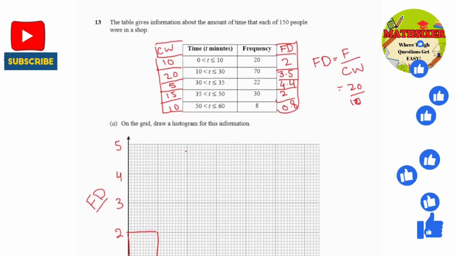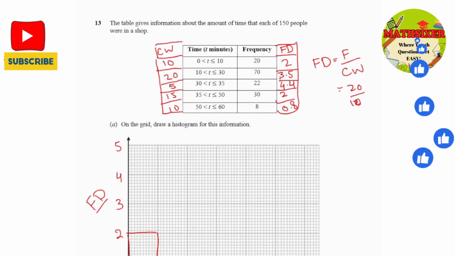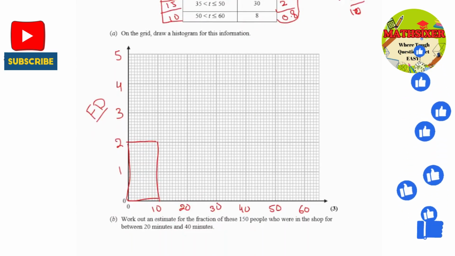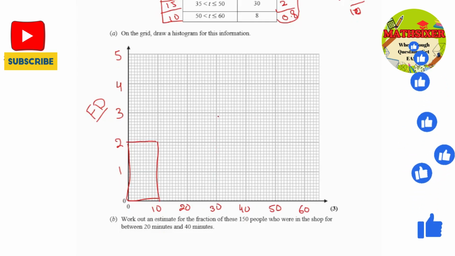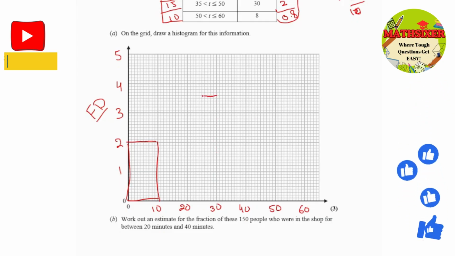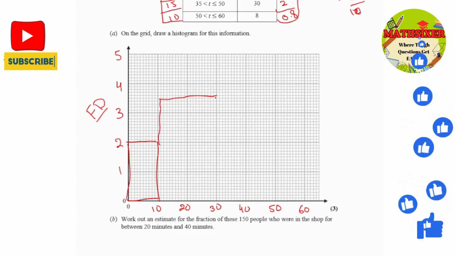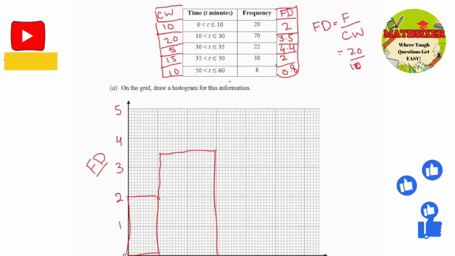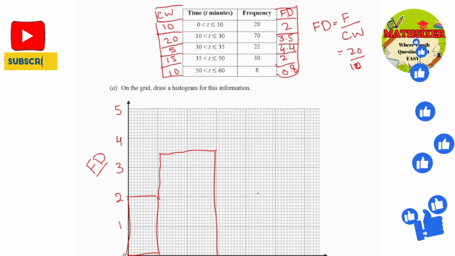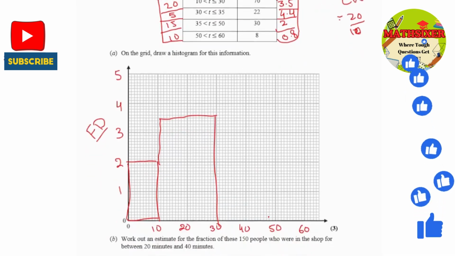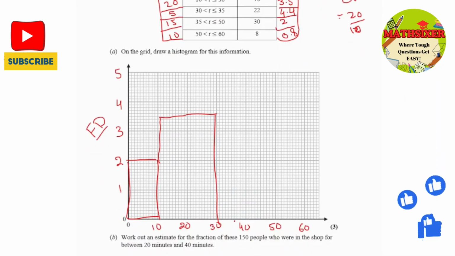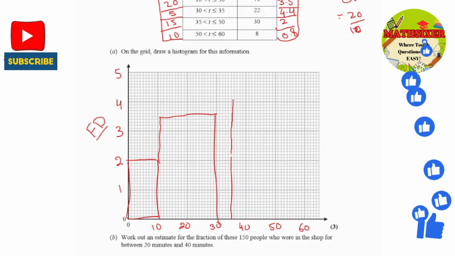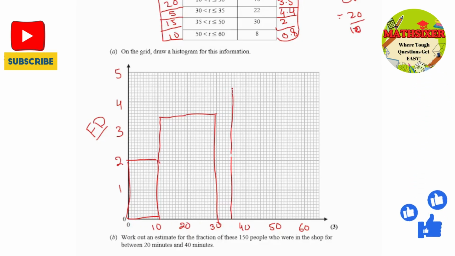And the next one we have 10 to 30 and the frequency density is 3.5. Somewhere here. So this is 10 to 30, 3.5. The next one we have 30 to 35, which is 4.4. Let's say this one, and that goes up to 4.4, somewhere here.